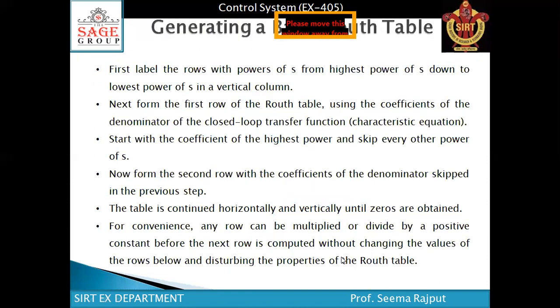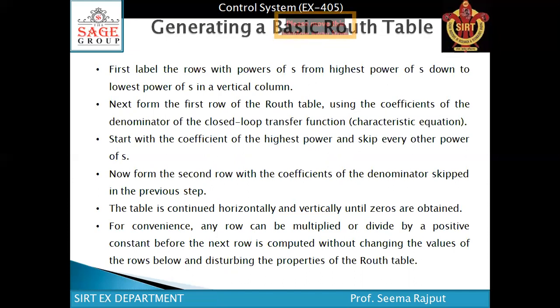Now, generating the Routh-Hurwitz table. In that table, first label the rows with powers of s, from the highest power of s down to the lowest power of s, in a vertical column.